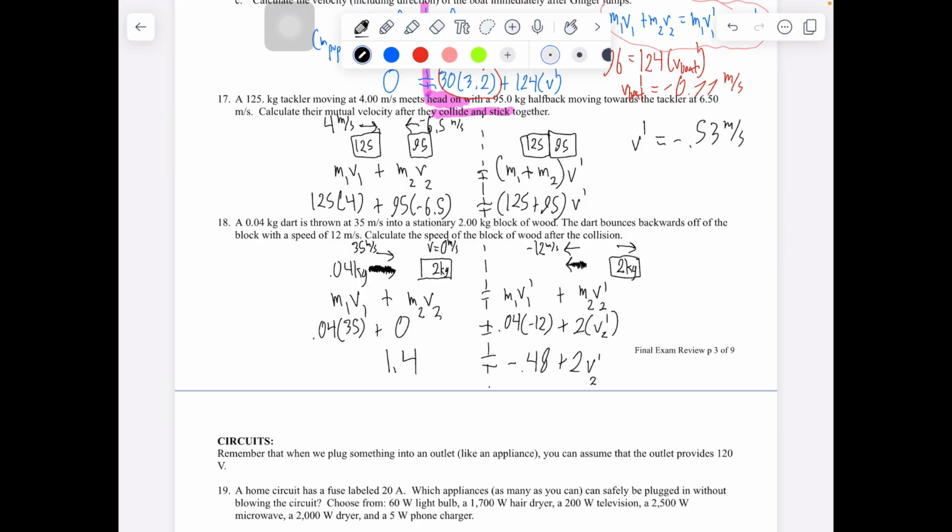Move our negative 0.48 over. We do this by just adding 0.48 to both sides, of course. This will cancel on the right-hand side. So we get 1.4 plus 0.48. And let's do this in pink. Now we end up with 1.88 is equal to 2 v2 prime. Divide both sides by 2. And we get that velocity, v2 prime, to be 0.94 meters per second.